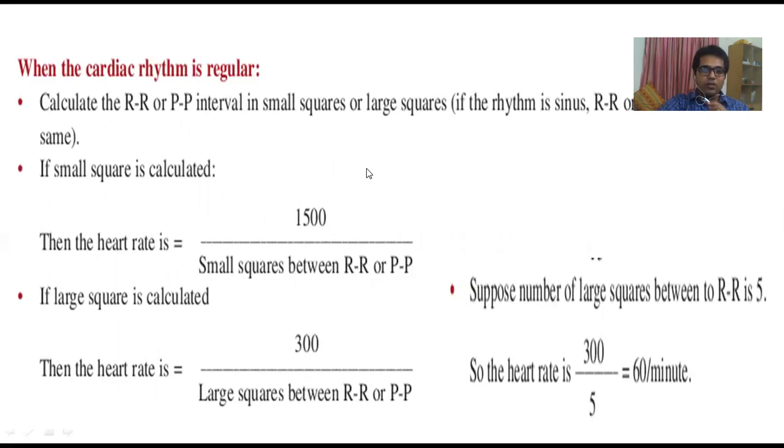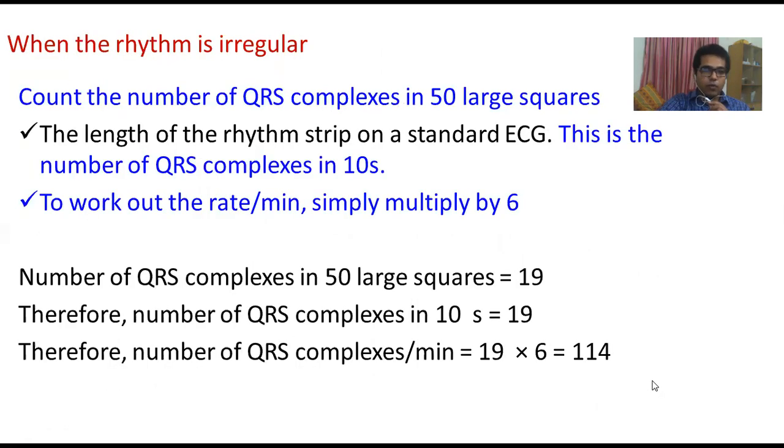Now if the rhythm is regular, then you can calculate the heart rate very easily. So the equation is 300 divided by the number of large squares between successive R waves or successive P waves. Okay. So if the number of large squares between two successive R waves is 5, the heart rate will be 60.